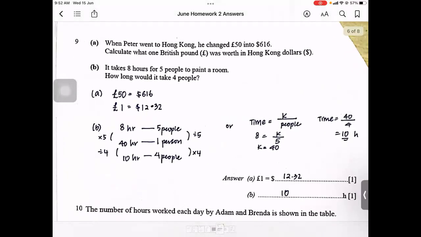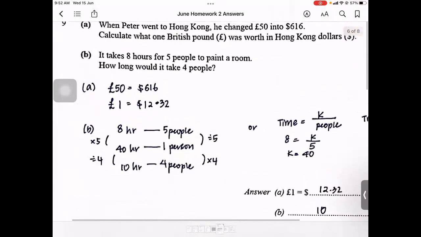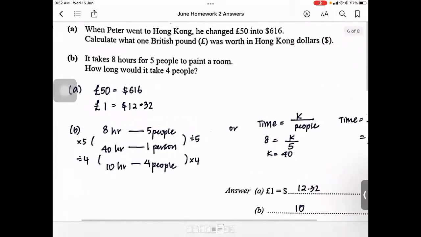This one over here, Peter went to Hong Kong, he changed money. So this one is just exchange rate. I'm not going to explain 9A. We'll leave it for you. Okay, 9B, I should explain a little bit. This one is a practical situation of a direct and inverse proportion.